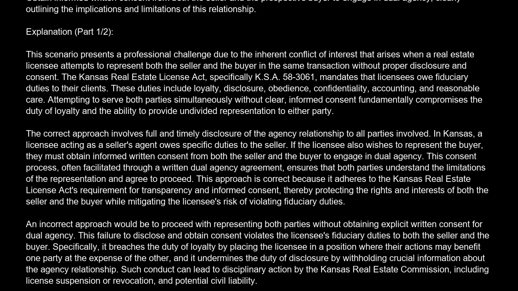and potential civil liability. Another incorrect approach would be to unilaterally decide that representing both parties is acceptable because the licensee believes they can be fair to both.